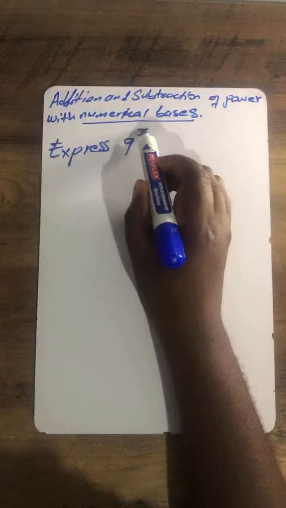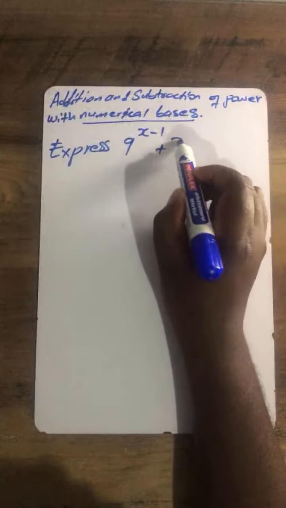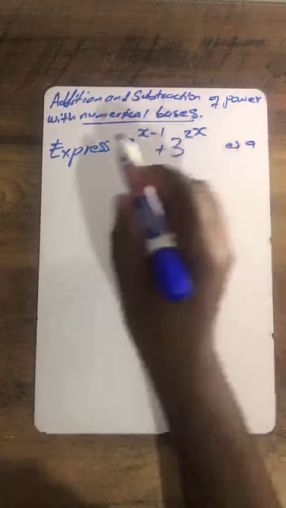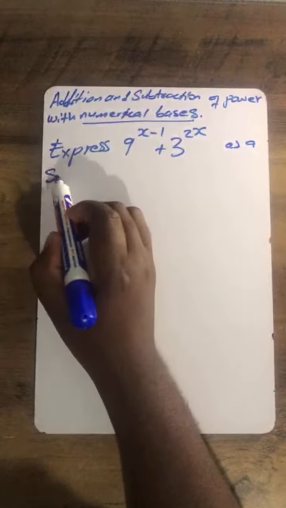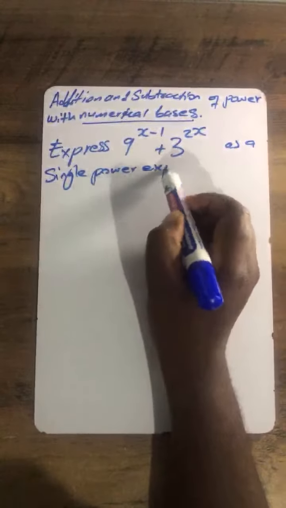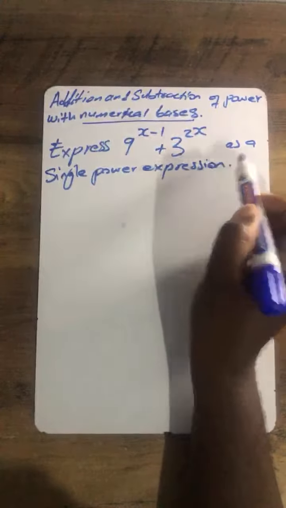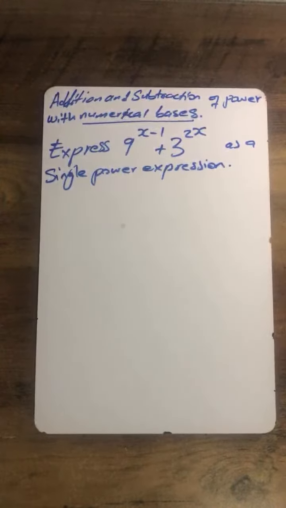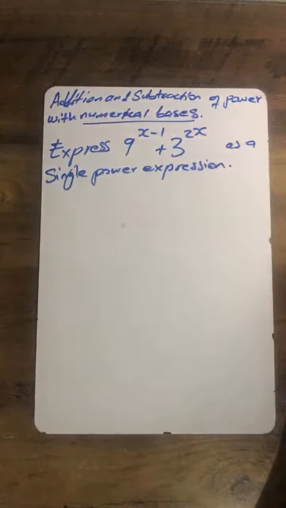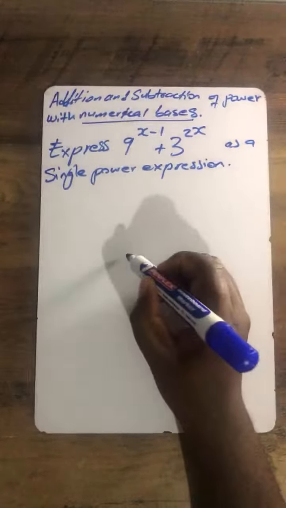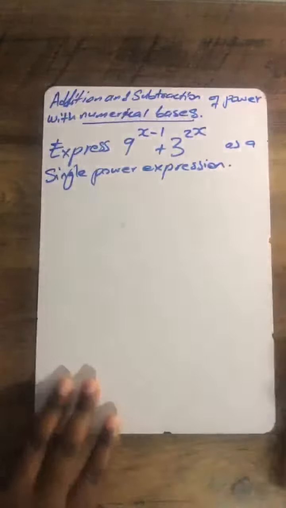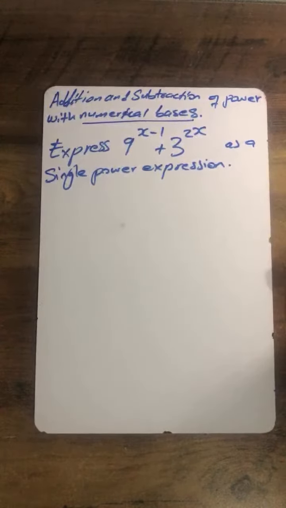Let's say they say: express 9 to the exponent x minus 1 plus 3 to that as a single power expression. So can you guys see, you have that term, you have that term. This is not a single power expression. They just want something that has a base and an exponent. So this is how you can try to work it out.